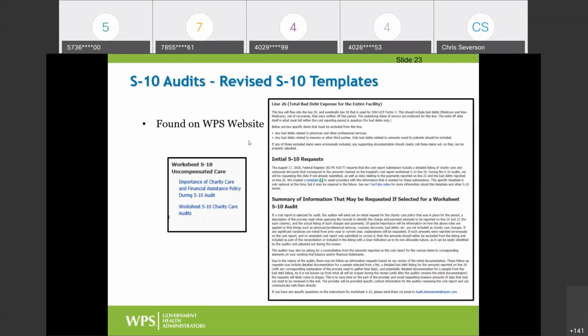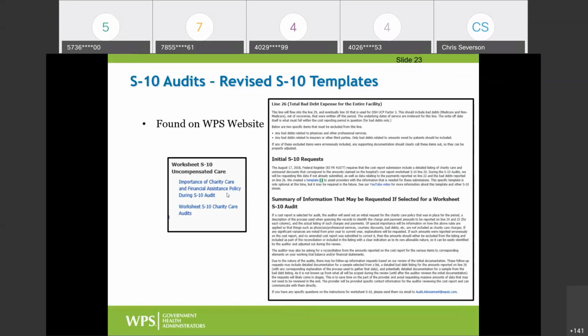So to find this revised template, if you go out to the WPSGHA.com website, you'll see we now have a new section for Worksheet S10 Uncompensated Care. This previously was reported under the DISH topic, but now we've separated it out. We have two different articles there, and one of them is just the S10 Charity Care audits, and that's actually where you'll find all this detail about the templates, the YouTube video that we've created, all of that. And we also have this new one that just details what we just talked about for the charity care.